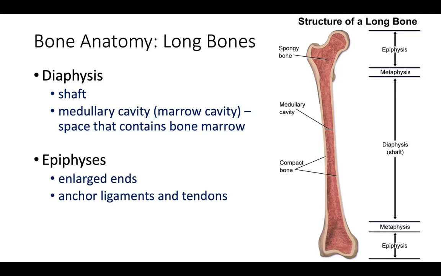In the diaphysis, you have the marrow cavity or the medullary cavity. This is where the bone marrow is found. So running through the center, the shaft of your long bones, you have bone marrow. All right, so diaphysis, epiphyses on either end.